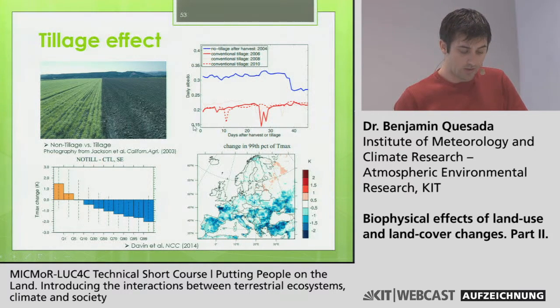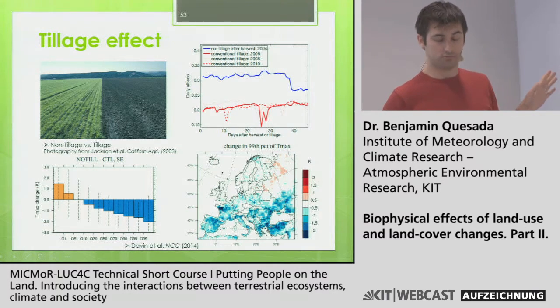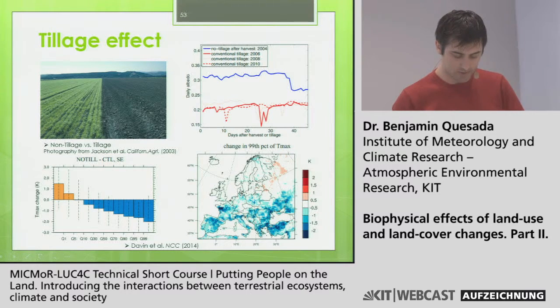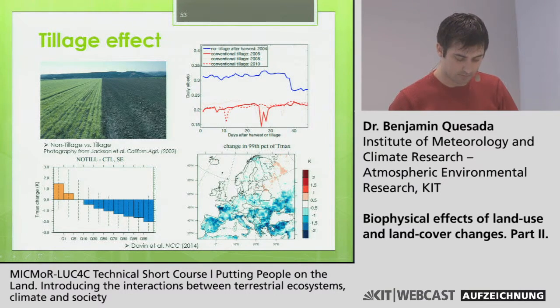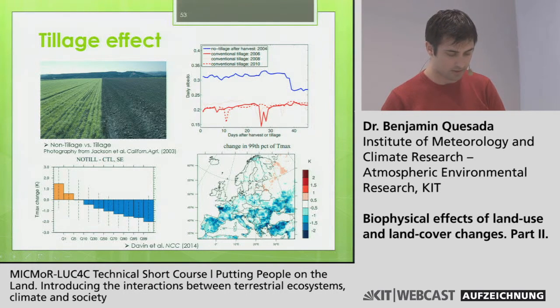So what is the impact on temperature due to tillage? In fact, here it's the impact if you don't practice tillage in the whole of Europe, and you have a cooling effect due to the practice of non-tillage, especially for the highest percentile of Tmax. So it can really inhibit substantially heat wave development, for example, or hot extremes locally.